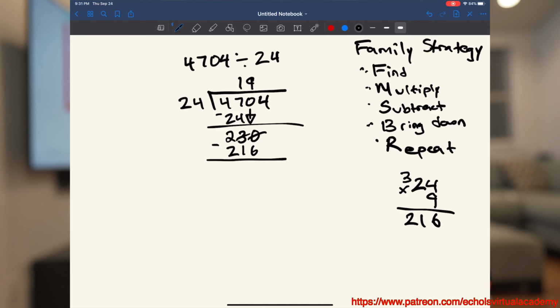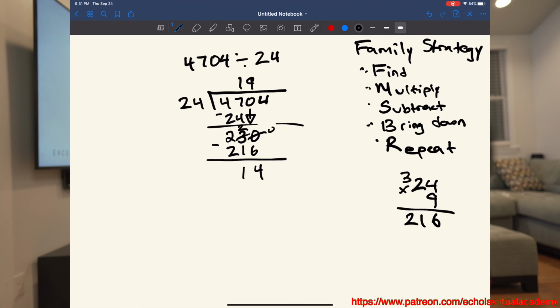So we know that we need to borrow. So turn your 3 into a 2, your 0 into a 10. 10 minus 6 is 4. 2 minus 1 is 1. And then 2 minus 2 is nothing. So now we repeat. Well, before we repeat, we bring down. Oh, didn't mean to do that. My erase button always getting in the way. So let's bring down our 4.